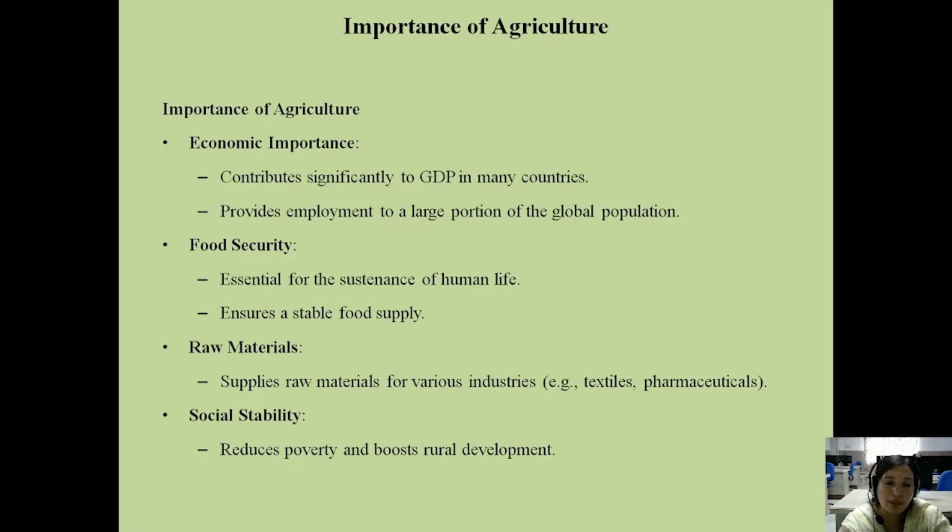Food security is essential for the sustenance of human life, ensuring a stable food supply. Raw material is supplied for various industries, textile and pharmaceutical, and social stability is there. It helps to reduce your poverty and boost the development of rural areas. So it gives you social stability, because you have income from the agriculture sector and from your agribusiness, since you are engaged in farming activities.